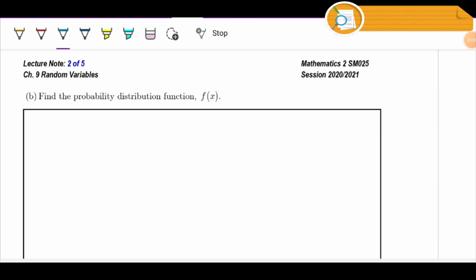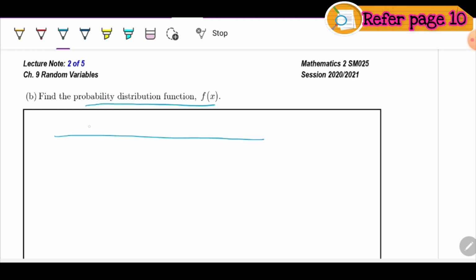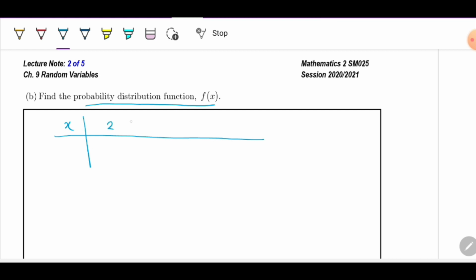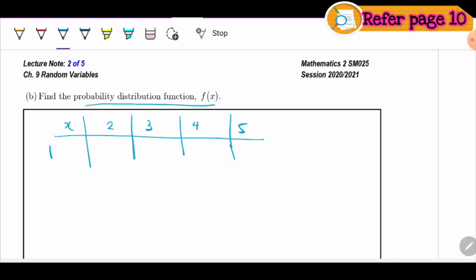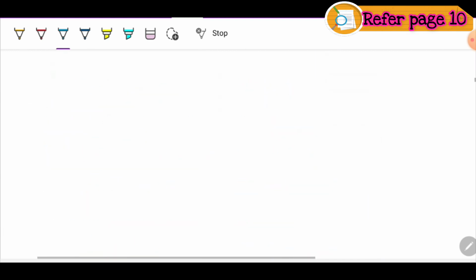Example 3b. Find the probability distribution function or PDF from the CDF. Firstly, convert the CDF into a table. So draw a row and a column. The first row represents the x. So we start from 2, 3, 4 until 5. The second row is for the CDF. Look at the function.